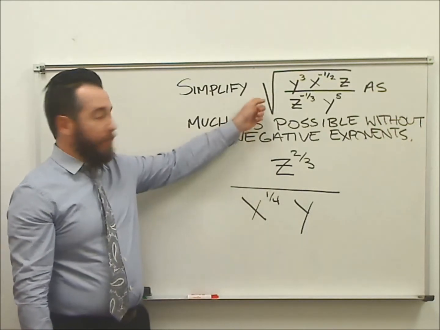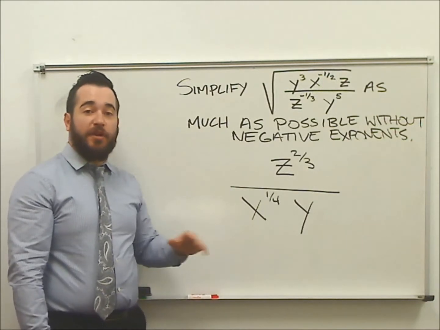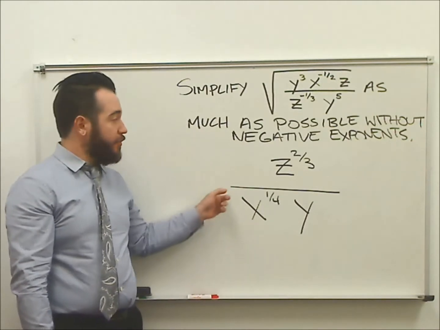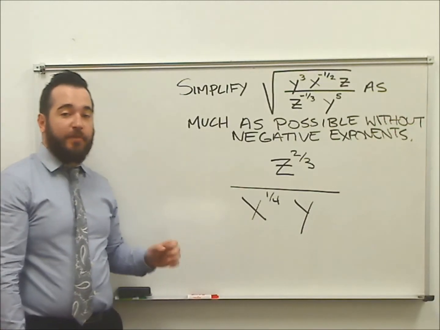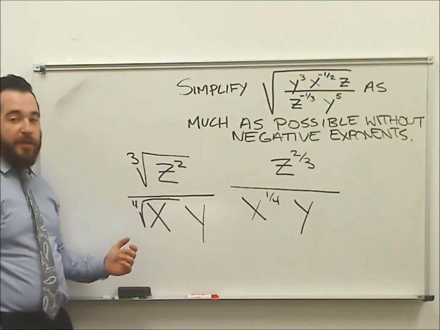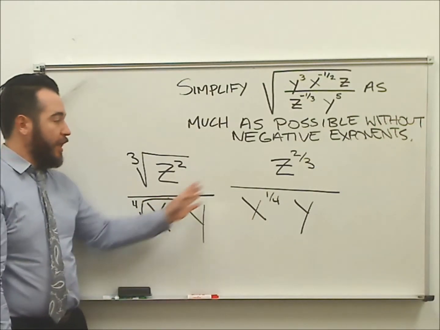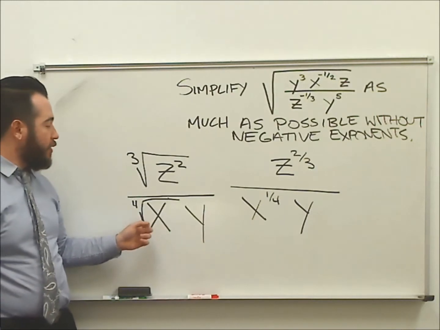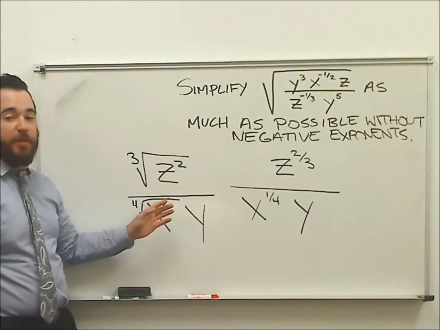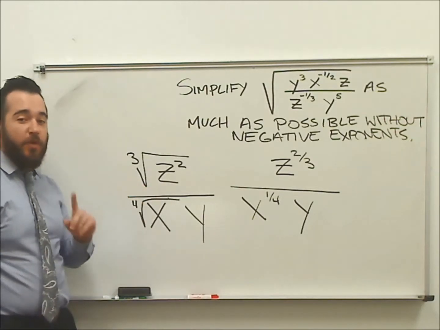This expression, believe it or not, is the exact same thing as that. It took us a few steps to get there, but it is definitely the same expression. You might also see it expressed like this: the cube root of z squared divided by the 4th root of x times y. Again, these two things are equivalent. You just need to get used to going back and forth between the notation of fractional exponents and actually writing the roots and powers in. All right, let's do one more example.